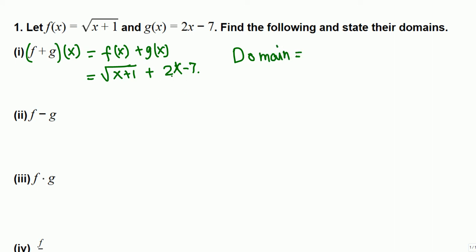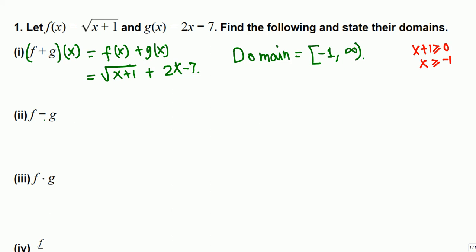Domain is no problem on 2x minus 7, but square root of something is defined when this is bigger than or equal to 0. So x plus 1 should be bigger than or equal to 0. So let's do that over here. So x plus 1 should be bigger than or equal to 0. That means subtract 1 from both sides, we get x should be bigger than or equal to negative 1. Negative 1 and all the way to positive infinity. So domain will be negative 1 and all bigger numbers all the way to positive infinity.